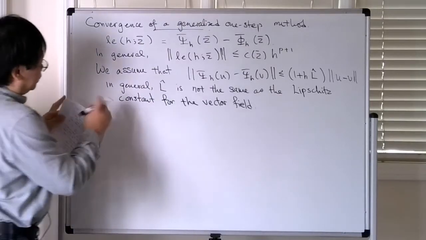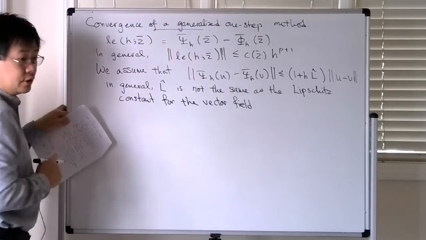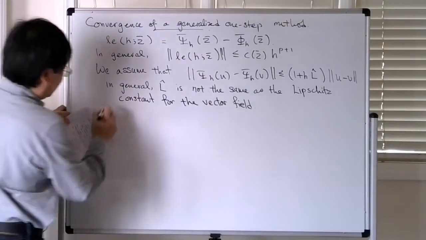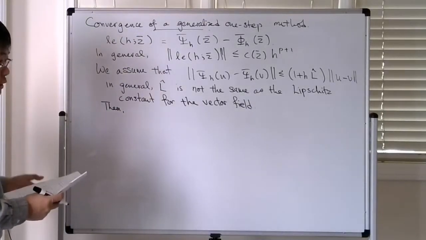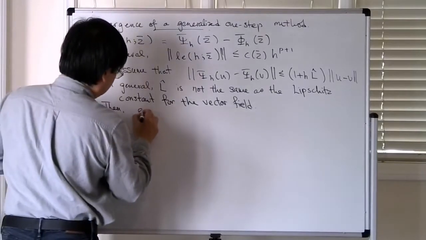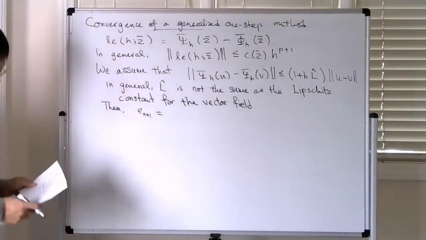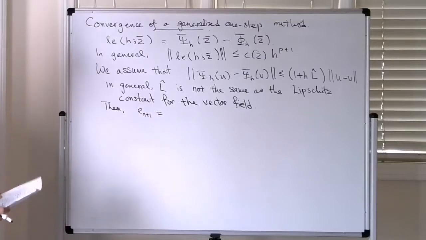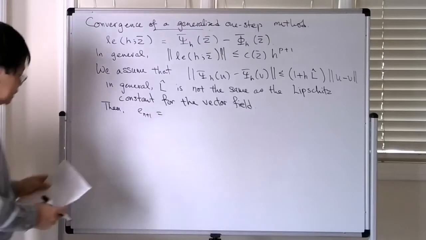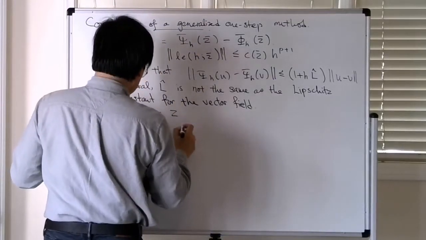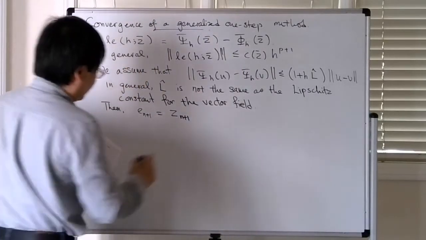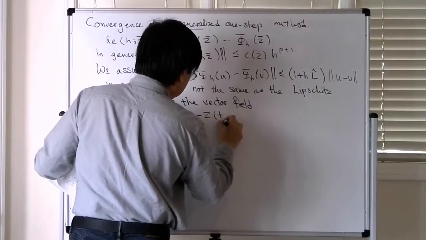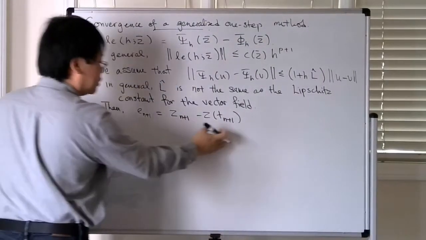So, with those assumptions in mind, what you have is the following. You can look at the error. The error at the (n plus 1)th step is defined to be nothing more than the difference between the numerical solution at that time and the corresponding exact solution at that time. So that's Z_{n+1} minus Z(t_{n+1}), numerical solution and exact solution.